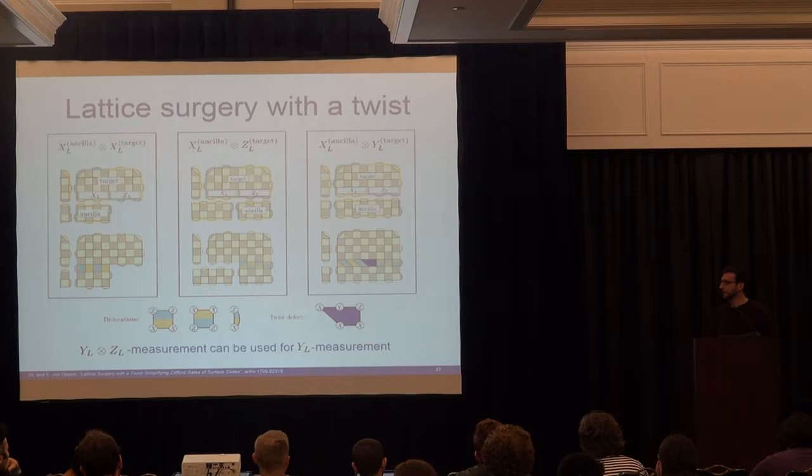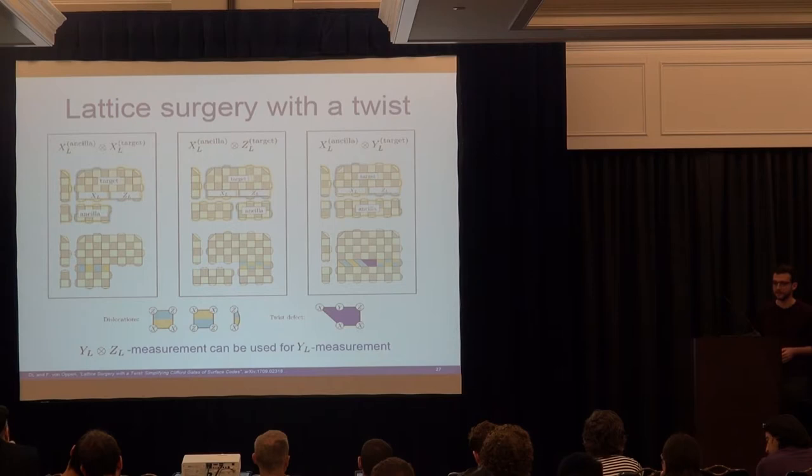Okay, so with that, you can also solve our initial problem, how to measure in the Y basis without doing anything. Well, you still have to do something. You can initialize an ancilla in the zero state and then measure Y times Z. Y times Z works exactly the same way as X times Y.